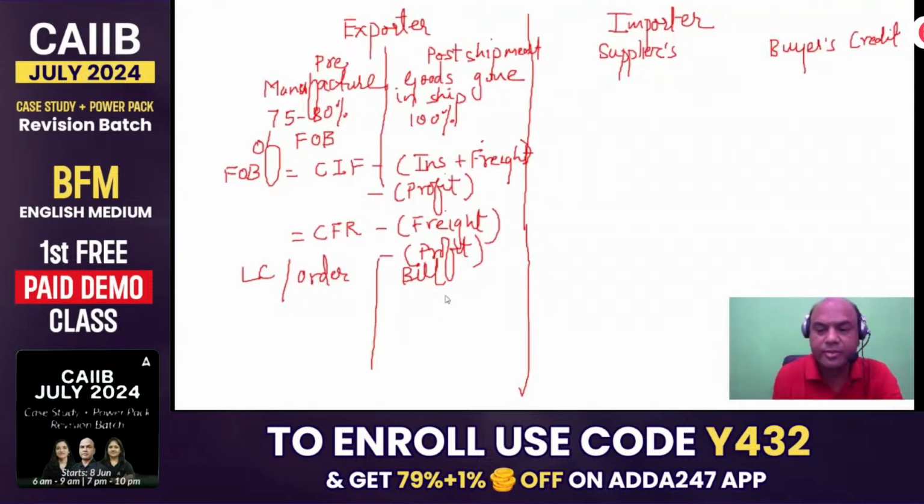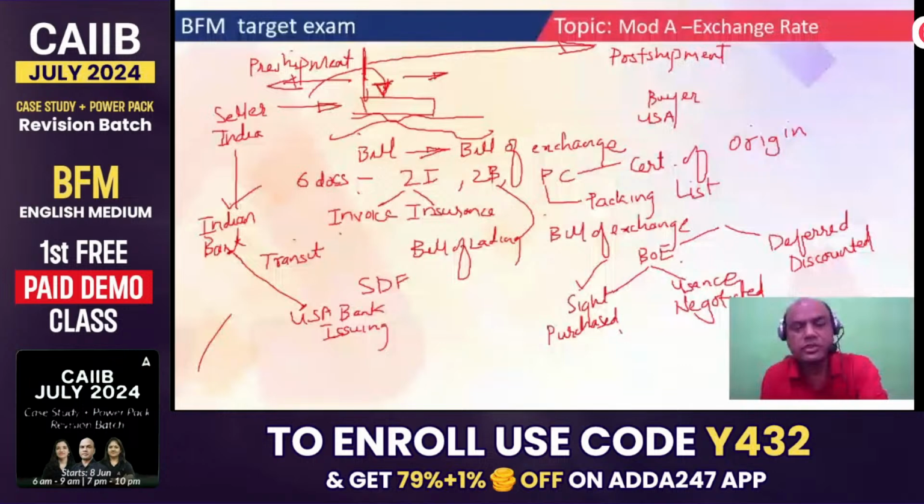Yeah, FOB means cost of production. You can say that, roughly. So in export, for post-shipment, you will always get bill of exchange, and for pre-shipment, you will always get LC or order. Okay? So done this one?